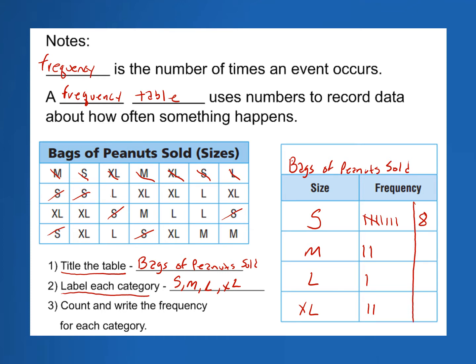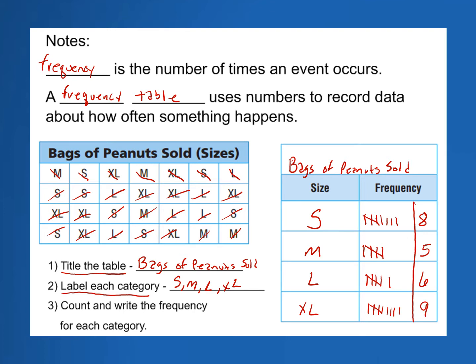So let's go ahead and count the rest of the mediums. 1, 2, 3, not very popular. 1, 2, 3 for a total of 5. The rest of the large, 1, 2, 3, 4, 5 for a total of 6. And last, extra large, 1, 2, 3, 4, 5, 6, 7 for a total of 9.